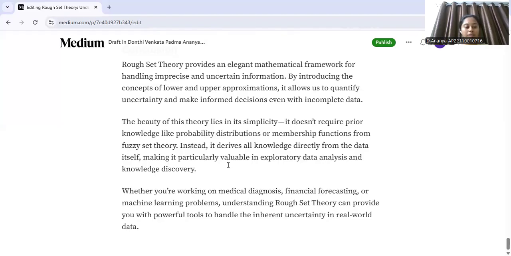To conclude, rough set theory is a simple yet powerful tool for making sense of uncertainty by defining clear and rough boundaries. It helps us make informed decisions even when the data is incomplete or imprecise.